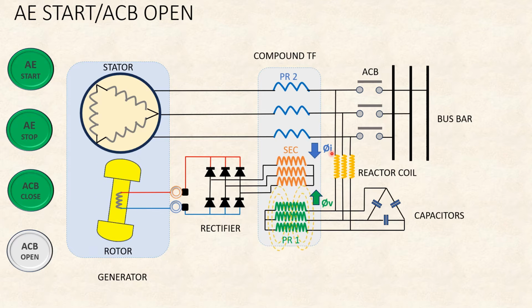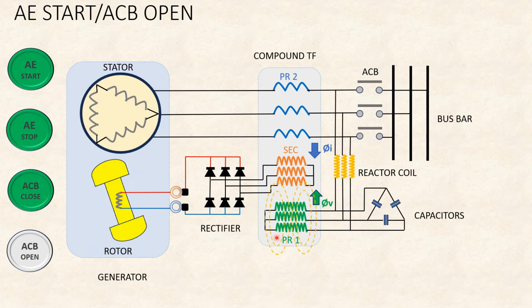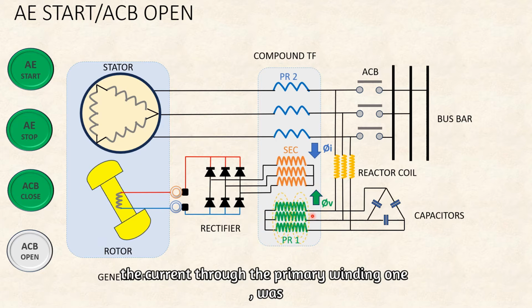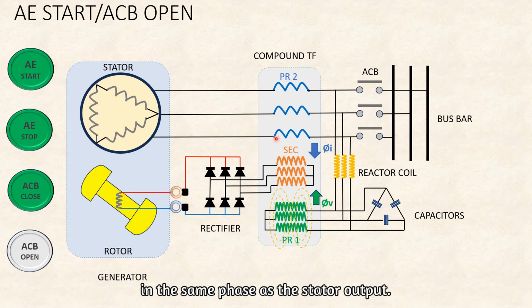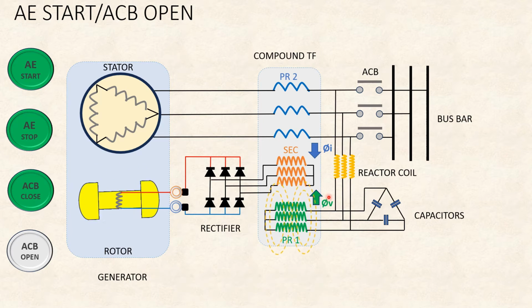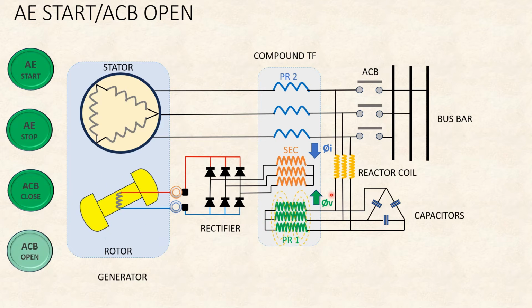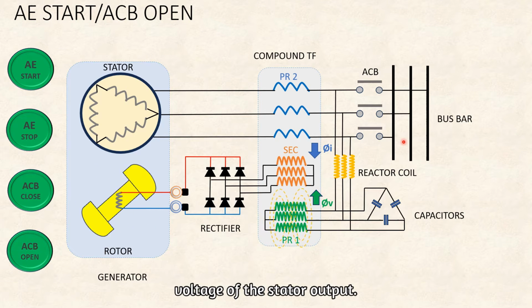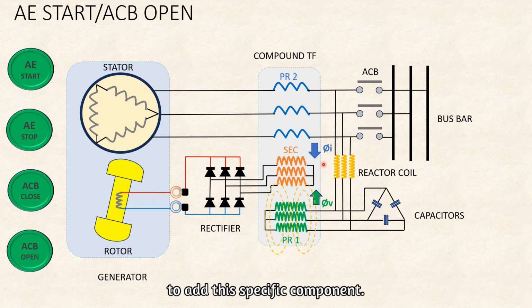Now, in the previous case without the reactor coil, we saw that the current through the primary winding one was in the same phase as the stator output. But by adding this reactor coil, what will happen? Theoretically, the current will lag 90 degrees behind the voltage of the stator output. And there is a specific purpose to adding this component.